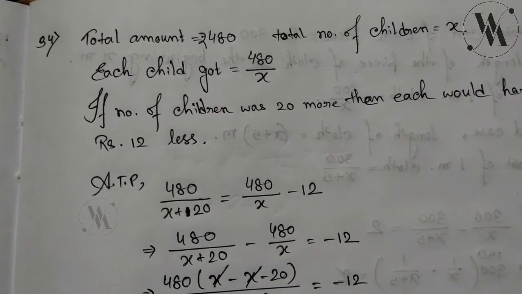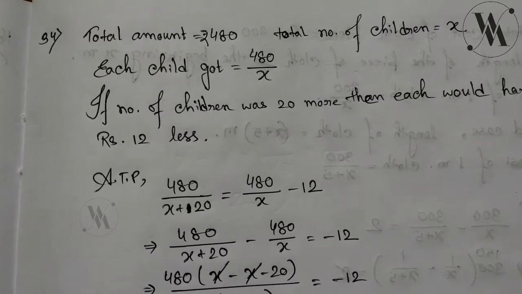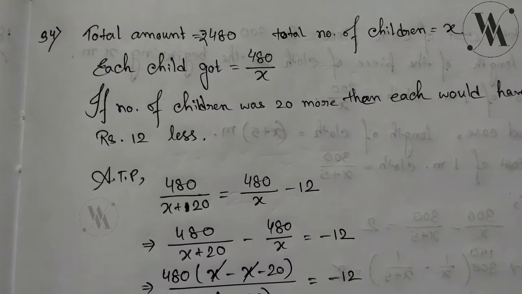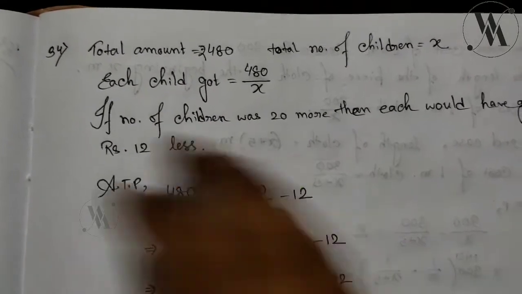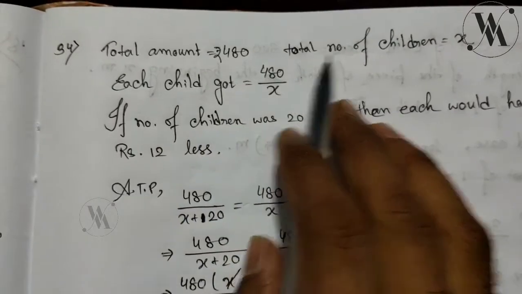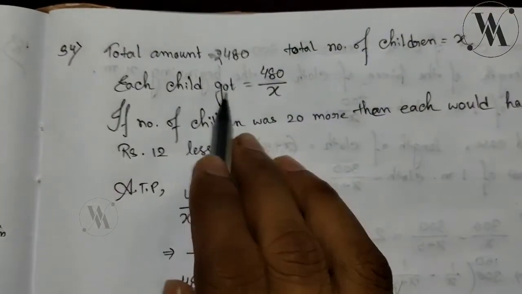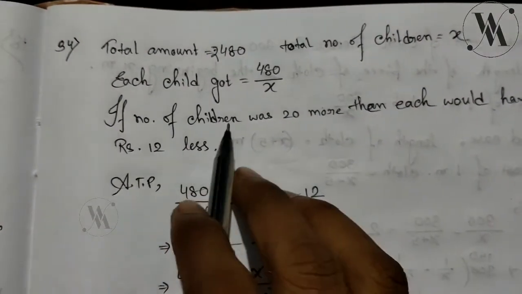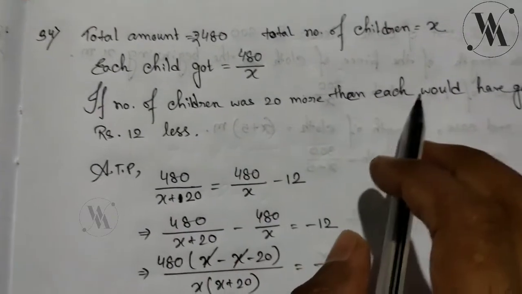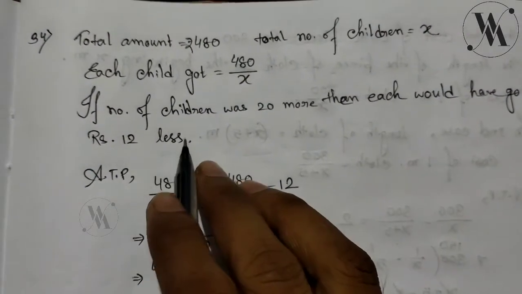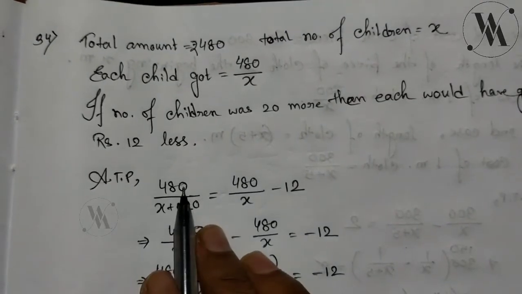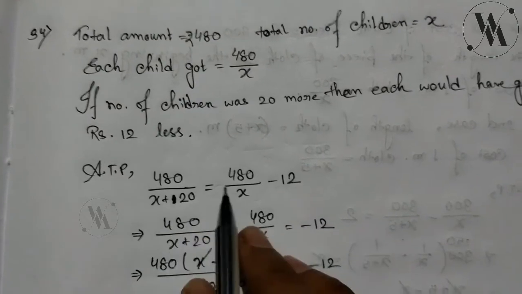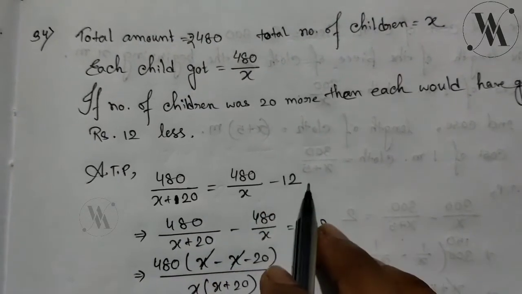Rupees 480 is divided equally among x children. If the number of children were 20 more, then each would have got rupees 12 less. Find x. So here the total amount is 480 and the total number of children is x. So each child got 480/x. Now if the number of children was 20 more, then each would have got rupees 12 less. So here 480 is the total amount, divided by x + 20, the new number of students, equals 480/x - 12.